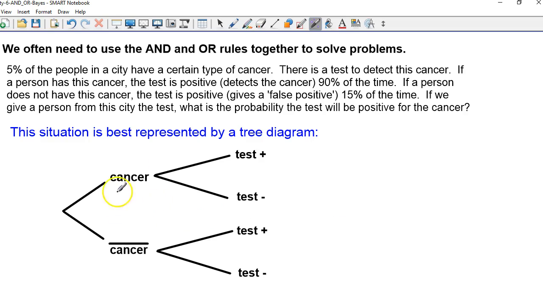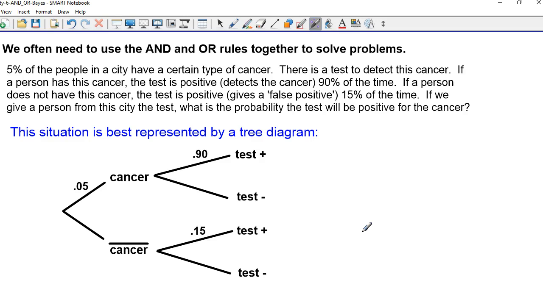We'll say basically the test is going to occur after the person has or doesn't have cancer. So we'll put cancer as the first event. A person either has cancer or they don't have cancer. Remember, the line over something indicates the opposite of. So this means not having cancer. Right? And then the test could be positive or the test could be negative for cancer, whether we have cancer or we don't have cancer.